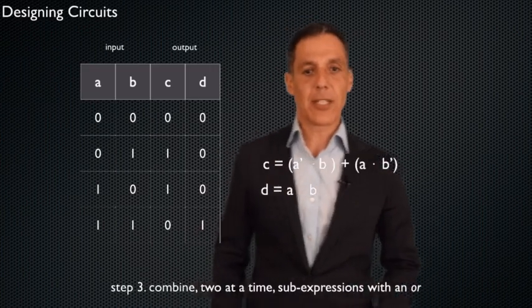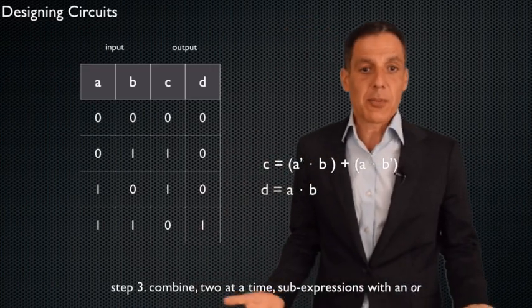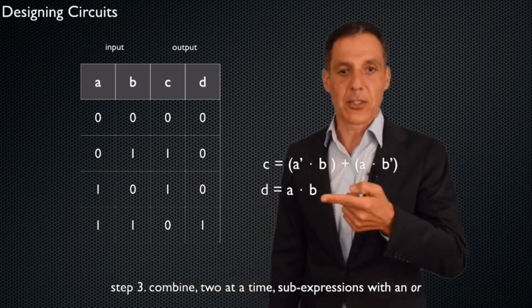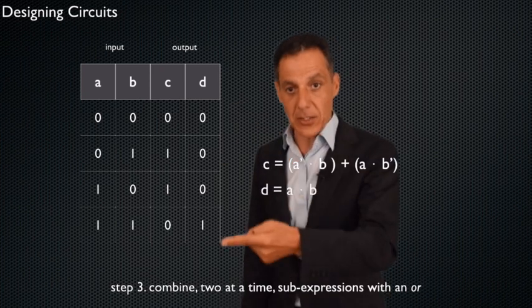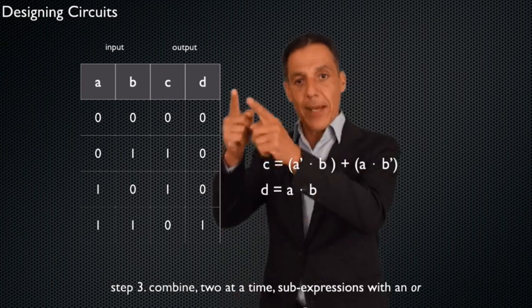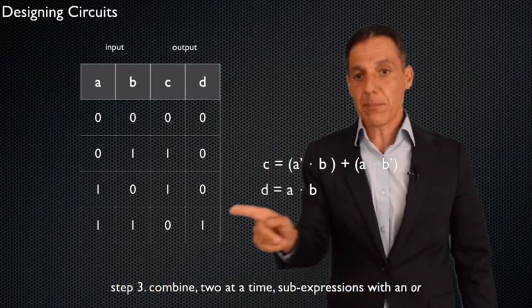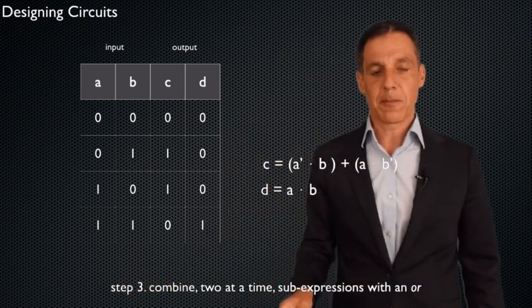So what does the combination for D look like? Well, there was only one sub-expression, so there's no ORing to do. This little sub-expression, now let me just call it an expression, embodies the entire column for how I get D from A and B. And notice it's just an AND, right? Because that's exactly what that column is. Okay, step 3. Now, step 4.